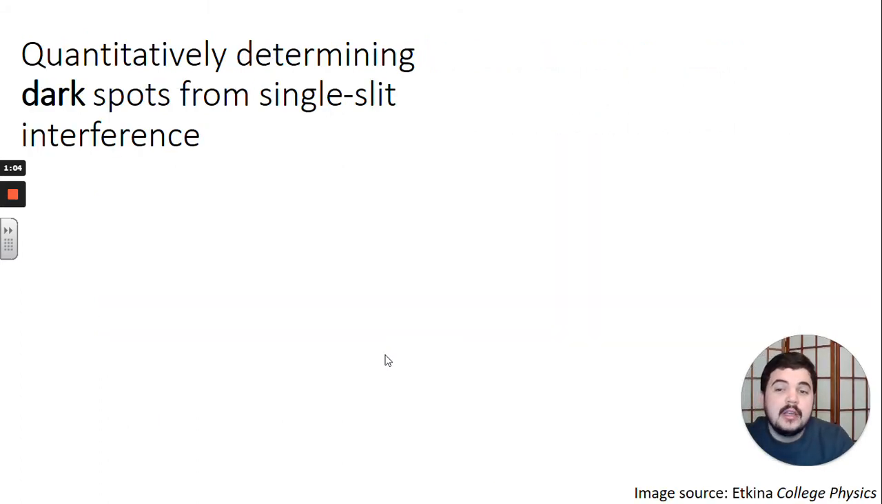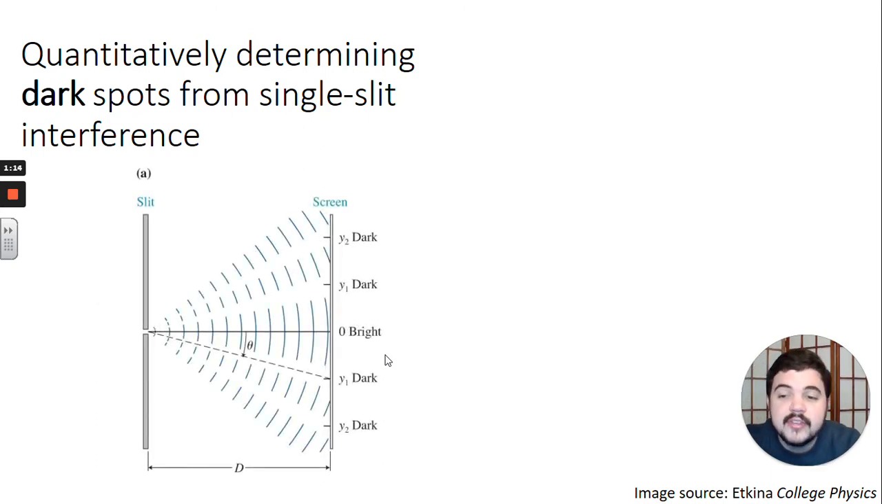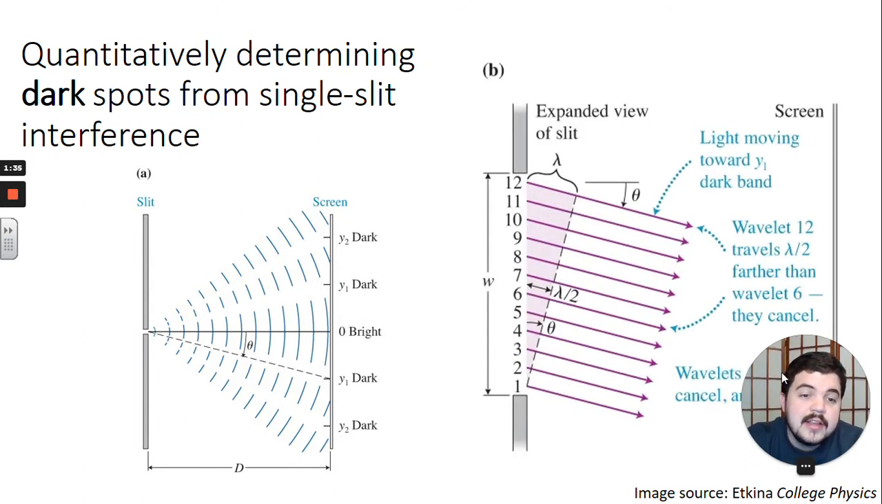So next is quantitatively determining where dark spots will form on a single slit interference pattern. We're going to do dark spots, not bright spots, and you'll see why. Here's the picture first. We have a single slit, and we have bright, dark, alternating, and we are going to be able to locate the vertical location of those dark spots, y1, y2, etc.